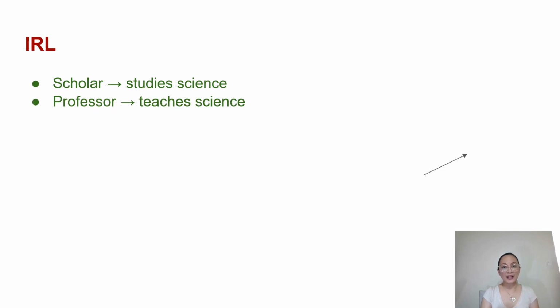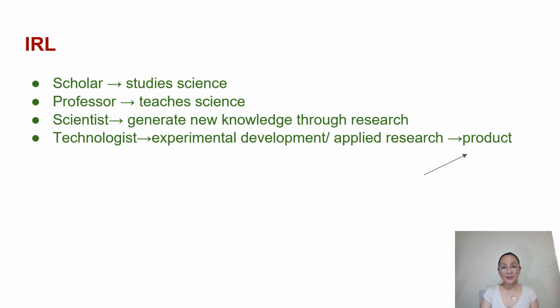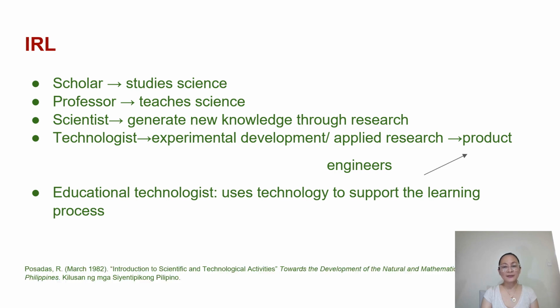So, in real life, a scholar studies science, a professor teaches science, a scientist is engaged in generating new knowledge through research, a technologist, through experimental research and development, designs a product with the help of an engineer who makes the technology operational, and an educational technologist uses technology to support learning processes.